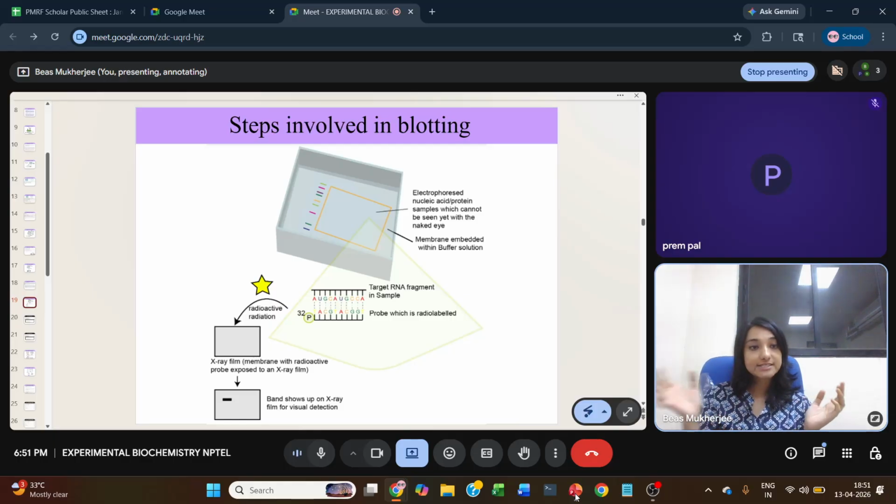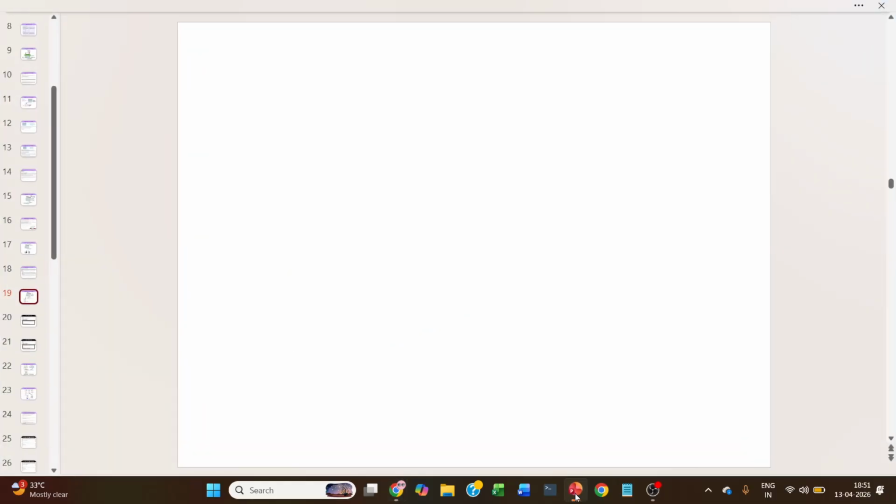Then what happens? X-ray film is present. So the membrane with the radioactive probe is exposed to an X-ray film, and a band shows up on the X-ray film for visual detection. So that small tiny black band will be there, and that is the presence of your DNA of interest. Okay, or RNA of interest.